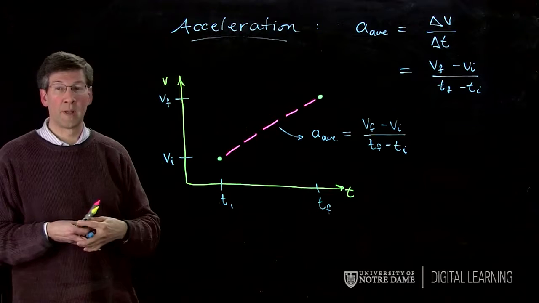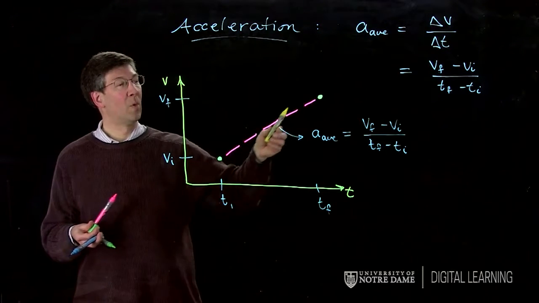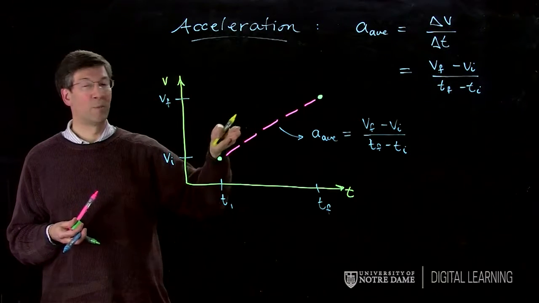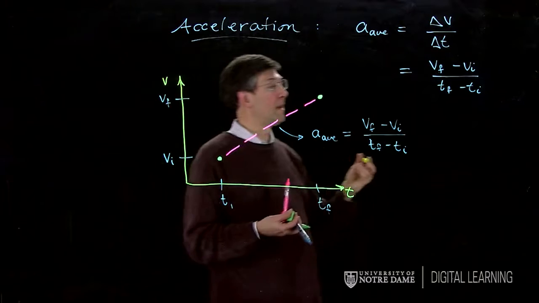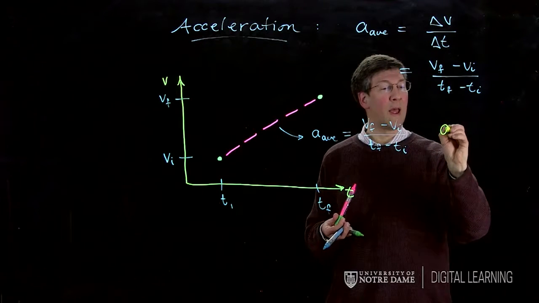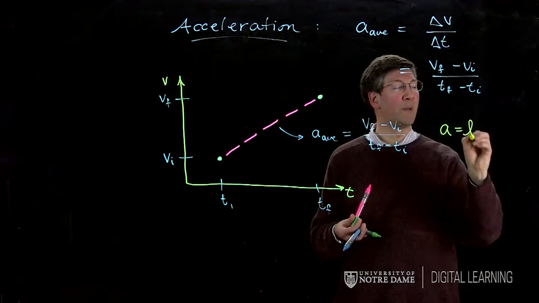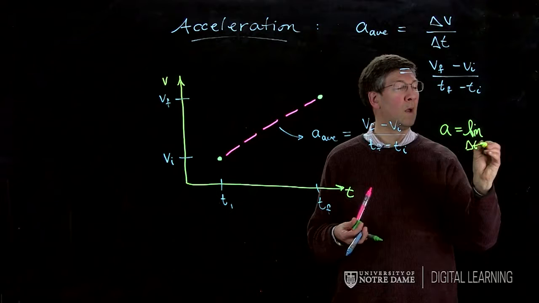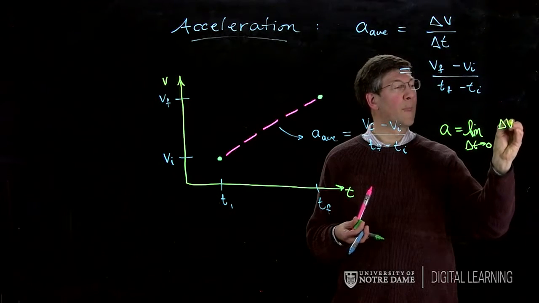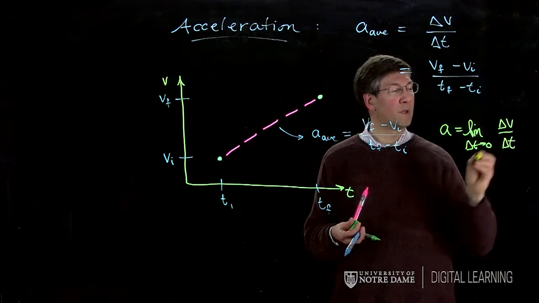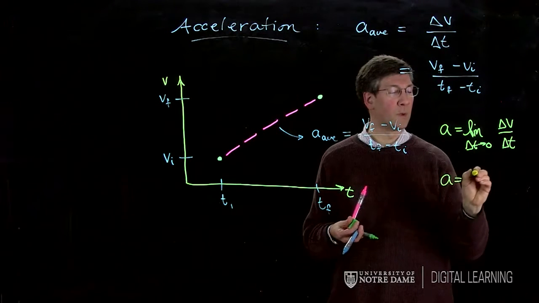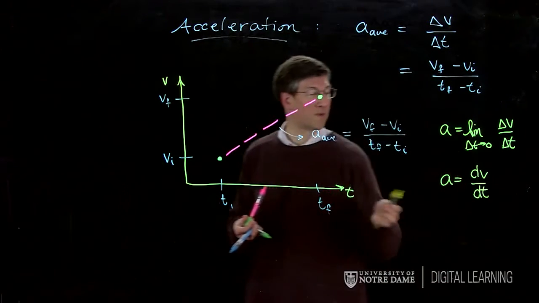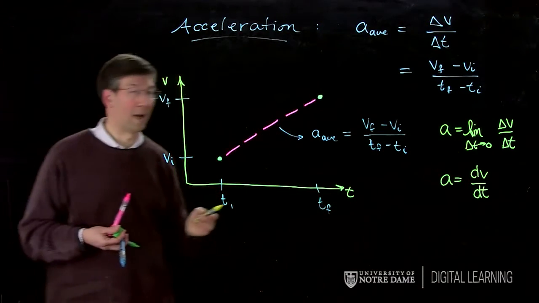And so again, just like we were talking about what happens when I look at smaller and smaller intervals of time and try to define the slope of the line, I can define the instantaneous acceleration, a, and that is going to be equal to the limit as the time interval gets really small of the change in velocity over time. And just like we did for velocity, we can write a is equal to the derivative of the velocity with respect to time. So this allows me to define the instantaneous value of acceleration at a point.